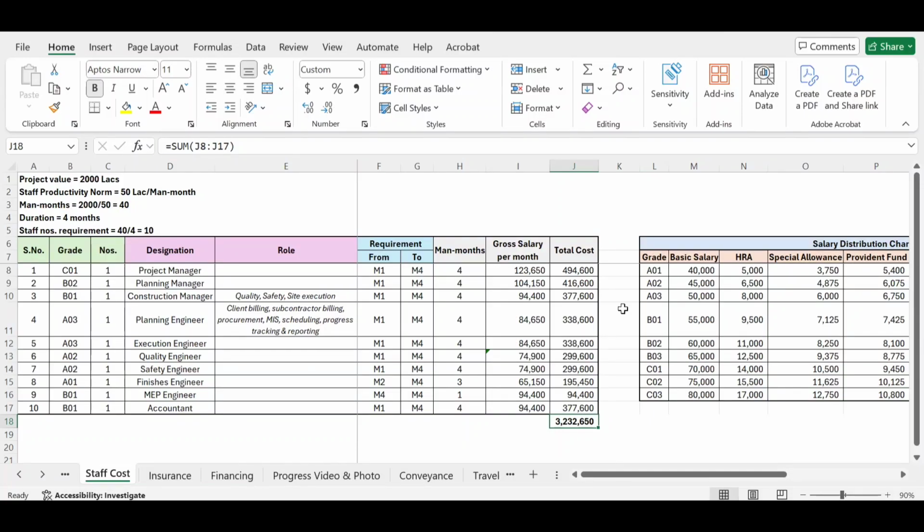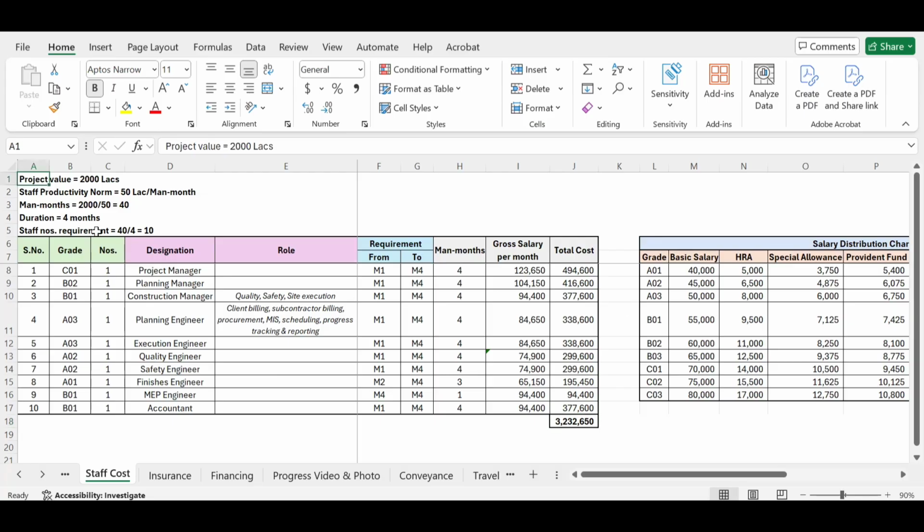Hi everyone, we have already understood the theory related to the estimation of staff cost. Now it is time to see the Excel sheet, the actual Excel workings for calculating the total cost of the staff associated with your project, which again I'm repeating is one of the most pivotal components of the indirect cost.